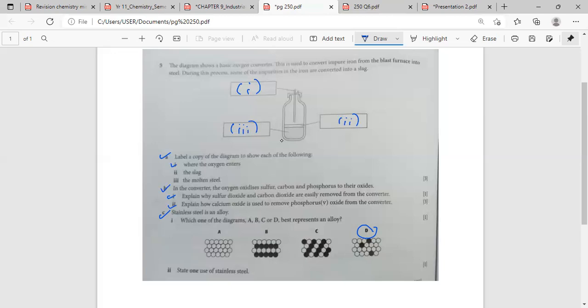You've learned quite a number of uses. You can write any one. Yes, very good. Someone has said to make cutlery. Good. Now we do not have that much time to discuss question number 6, but it is quite an easy one, and it's about the extraction of zinc. If you refer to your notes, you can get all the answers for that question. So for your homework, I want you to do question number 5 and question number 6.